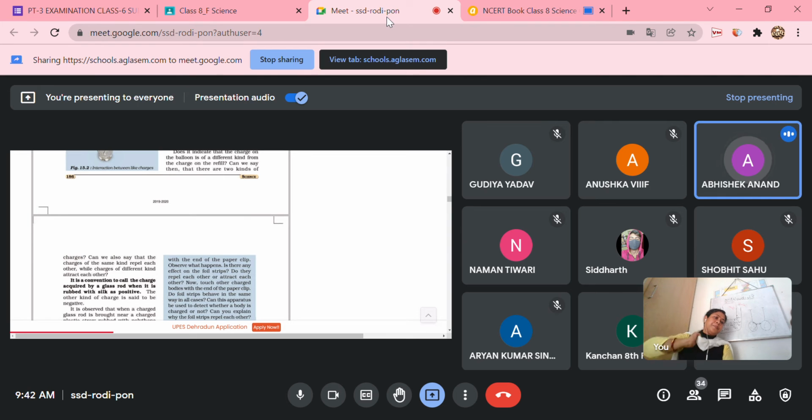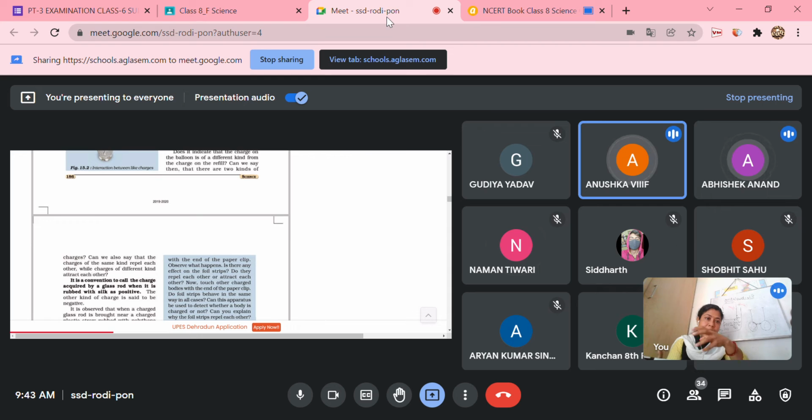The glass rod is losing some electrons, ma'am. Very good. So what will be the charge on the silk cloth? Negative, ma'am, because it is obtaining electrons. Yes, it is negative.